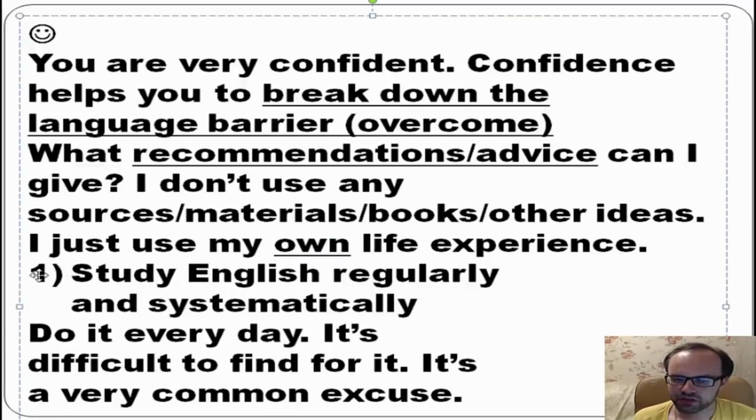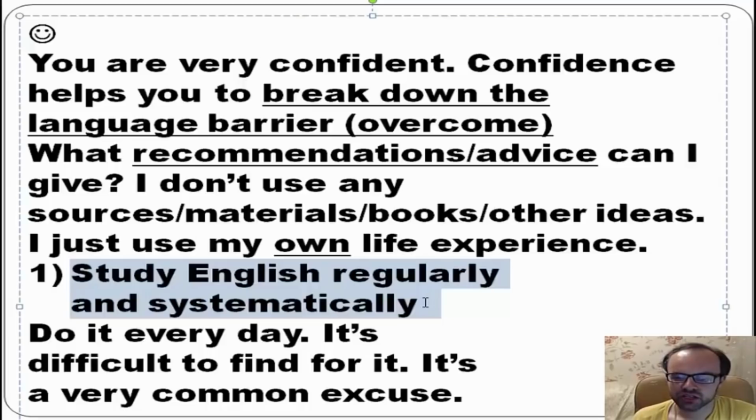So the first very important thing: study English regularly and systematically. What is regularly? It means that you study it, for example, every day for an hour or for 2 hours, but you do it every day. What is systematically? It means that you have a program, you have a plan. Some students only read, some only study grammar, some only watch movies, but it isn't enough. You need to have a program.